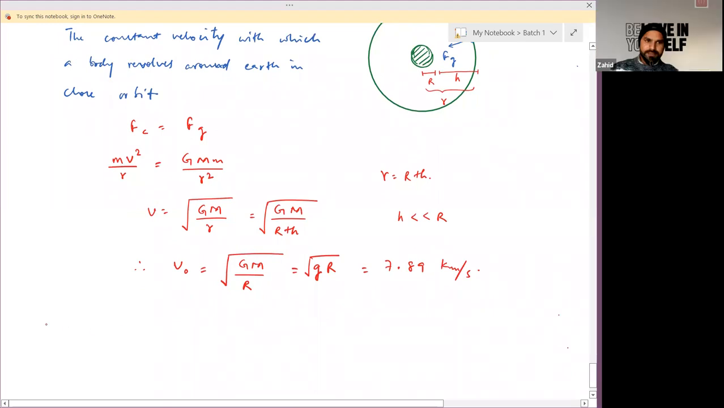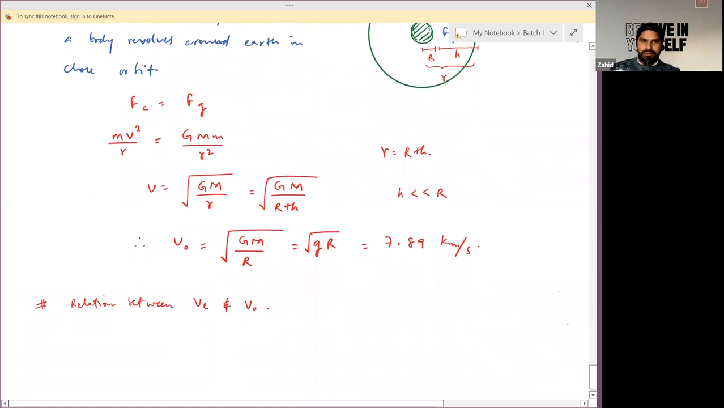Okay. Next is the relation between escape velocity and orbital velocity. So just put the values of these two terms in the same unit. Escape velocity is root under 2gR and orbital velocity is root under gR. If you divide these two terms, you will get that escape velocity is root 2 times greater as compared to orbital velocity.